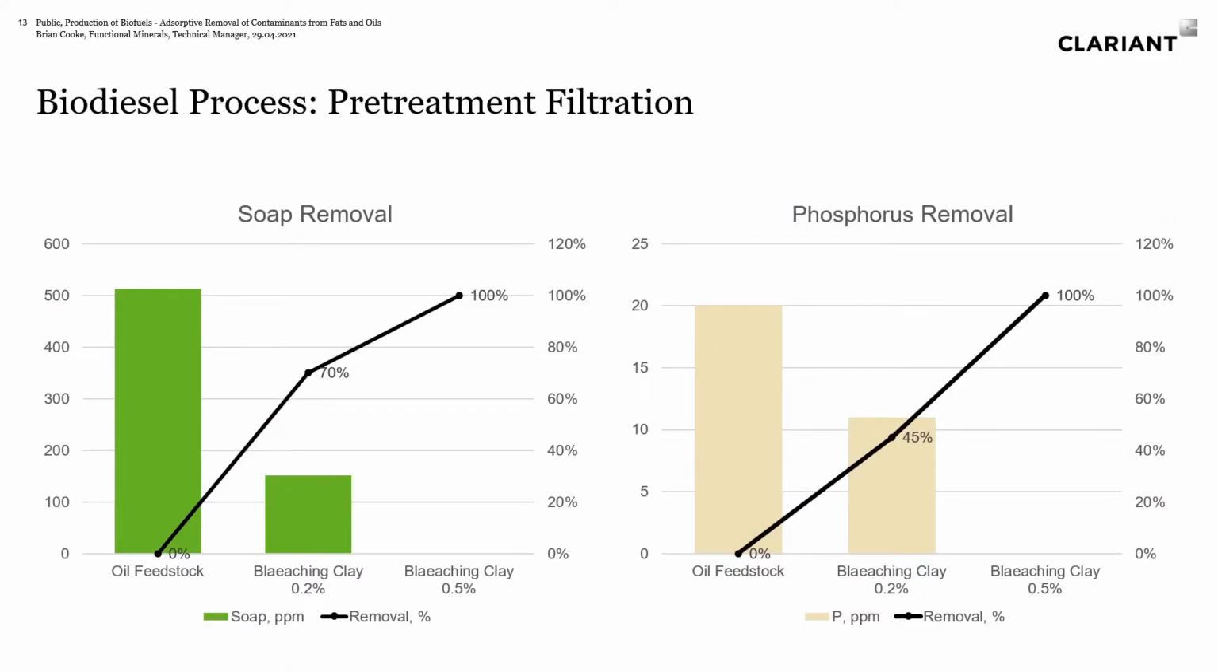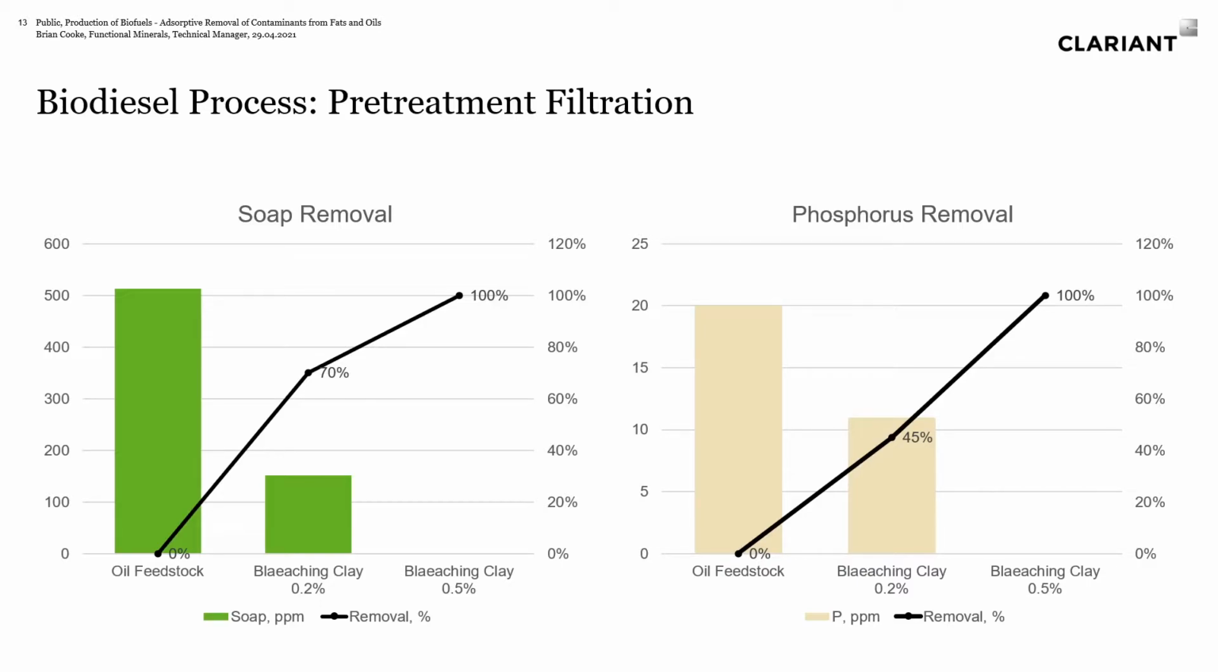So as we look a little bit more detail on some of the contaminants that need to be removed, the left side of this page shows soap removal. So this particular feedstock had about 500 parts per million soap. That was treated and filtered with 0.2% bleaching clay, able to take that down to about 150 parts per million. But in order to remove all that soap that was in there, a 0.5% by weight bleaching clay was able to achieve 100% removal of the soap.